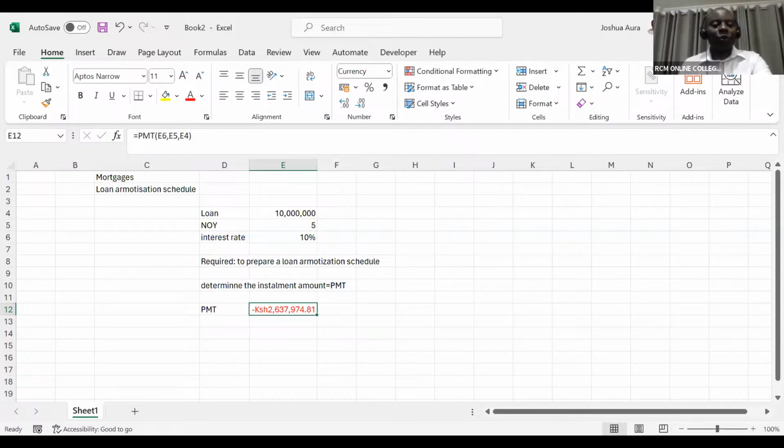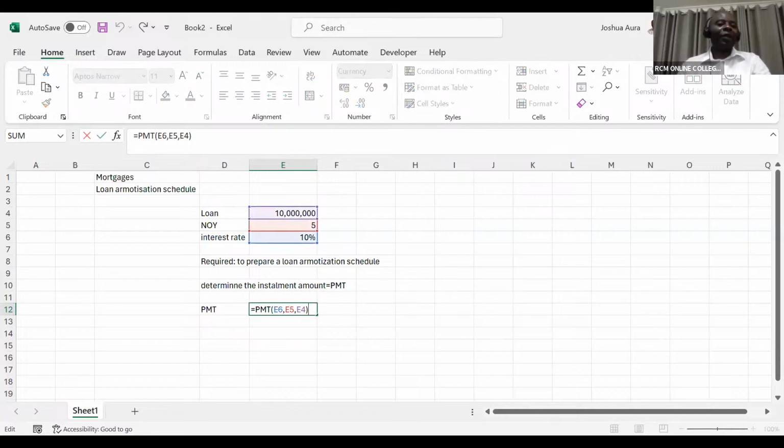I would want to do away with that minus. So what I need to do is to come here and say F2. F2 makes the formula come live on the cell. Once it's live, either from the formula bar or even just here, you can come after equals and say minus. And then you say Enter.